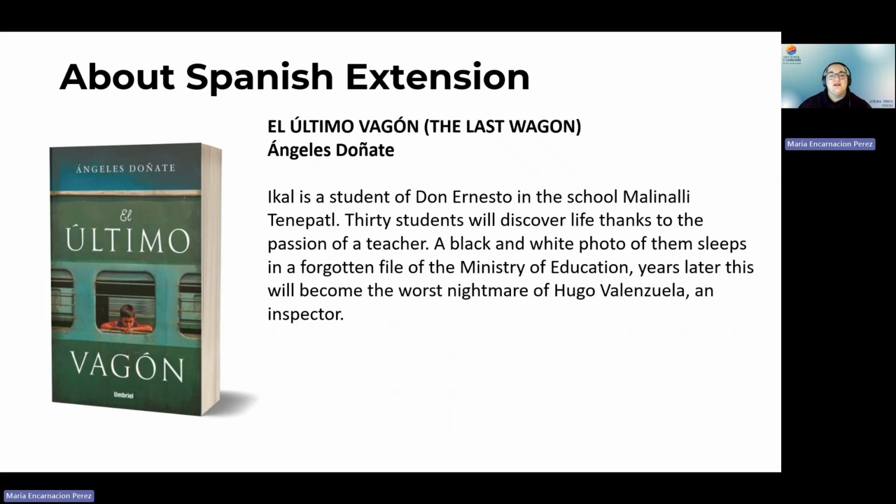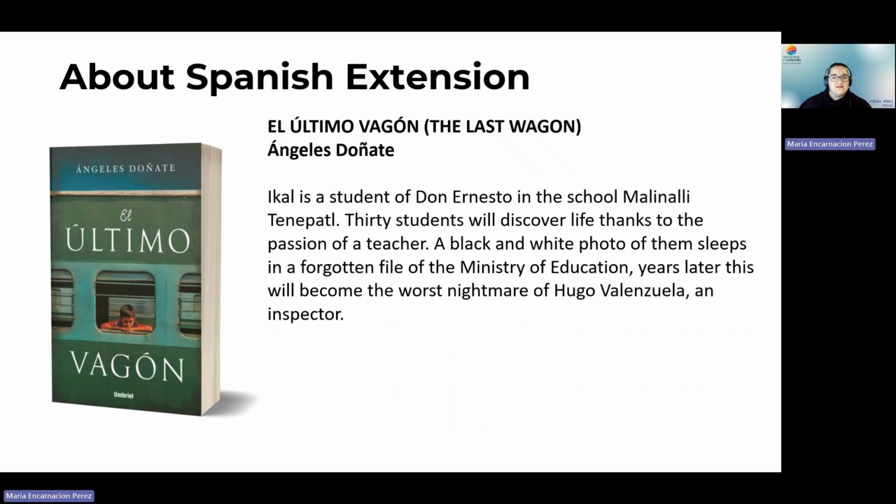Ical is a student of Don Ernesto in the school Malinali de Nepatl. 30 students will discover life thanks to a passion of their teacher. A black and white photo of them sleeps in a forgotten file of the Ministry of Education. Years later, this will become the worst nightmare of Hugo Valenzuela, an inspector.